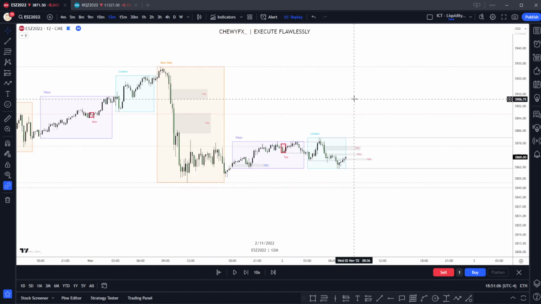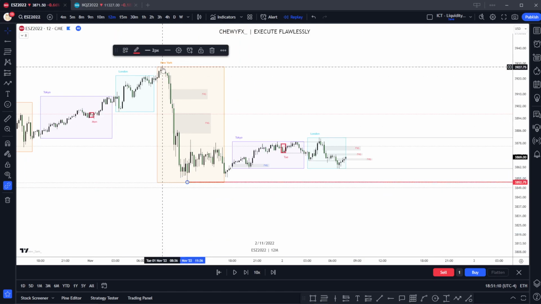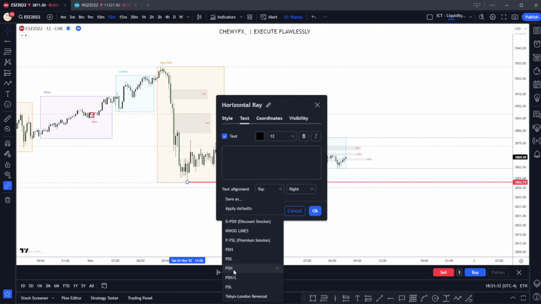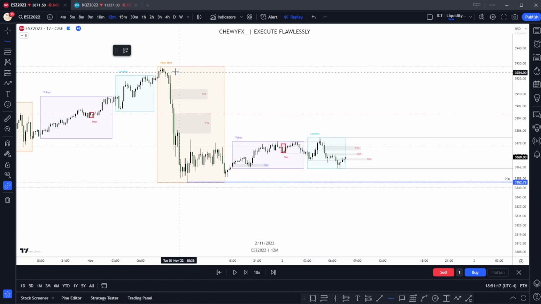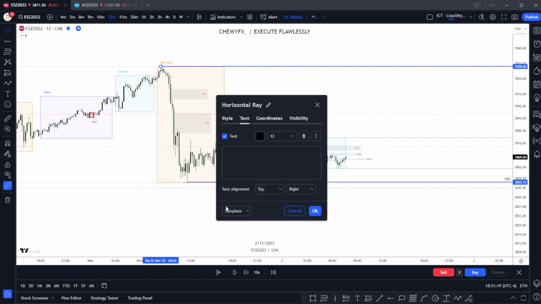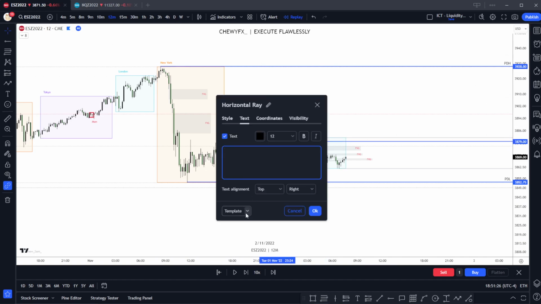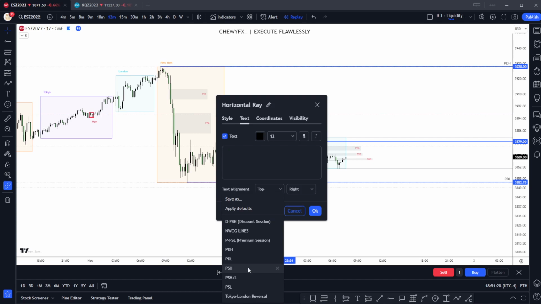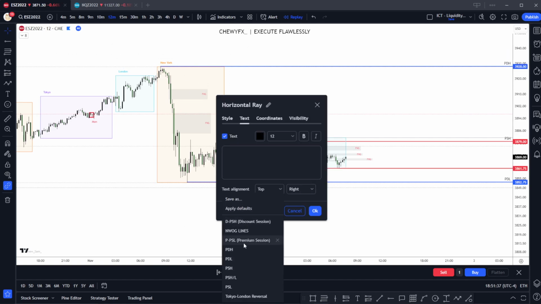So let's mark up our daily highs and daily lows. Okay. Let's see. Okay. We are closer to the previous day low, so we are going to be looking for a sell. That's the bias here on ES. I'll mark up this as well.